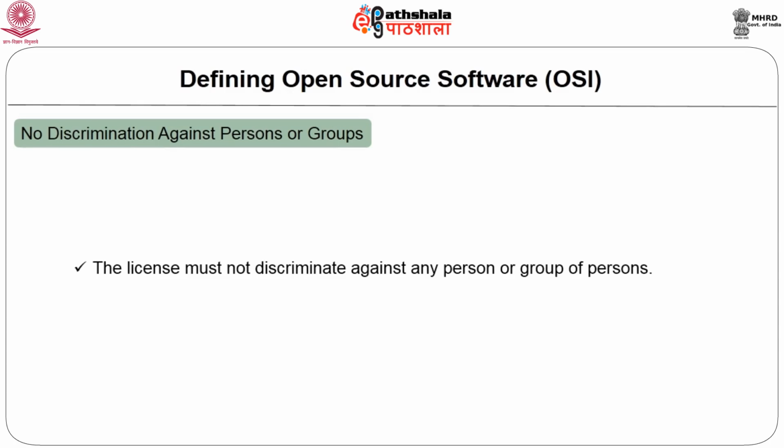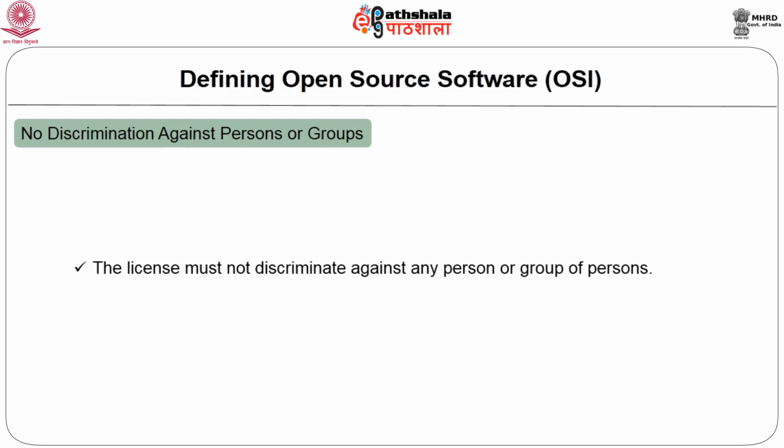As per this point, the license must not discriminate against any person or group of persons. Let us take an example. When we talk about the fifth point, I cannot say that this source code will be used only by the students or only by the management faculties. If I am providing open source, it has to be made available to each and every person. We cannot discriminate who is going to use, who is not going to use that software.